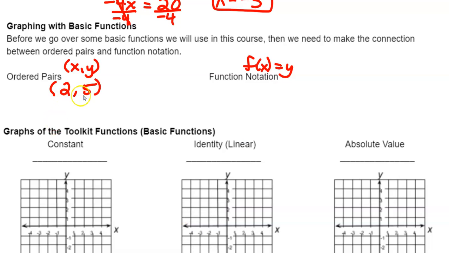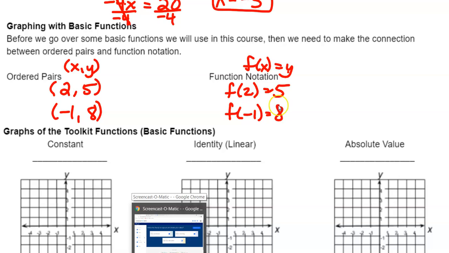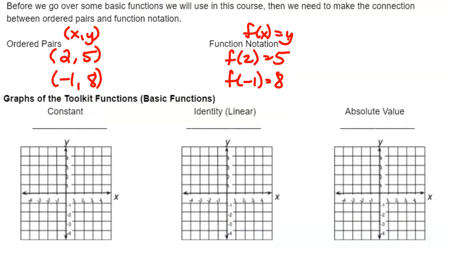So if I say 2, 5 is my point, in function notation, there's going to be my 2, there's going to be my 5. So it would equate to f of 2 equals 5. And that is the function notation. If I say negative 1, 8, that's my ordered pair. What does it look like in function notation? Again, here's my x, here's my y, my negative 1 and 8. f of negative 1 equals 8 would be what I would write for function notation. Okay? All right.